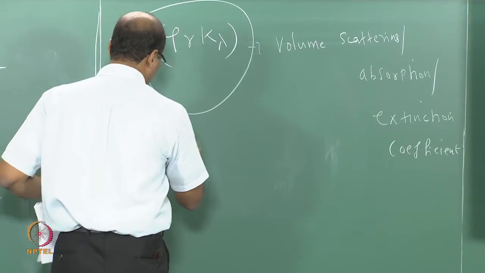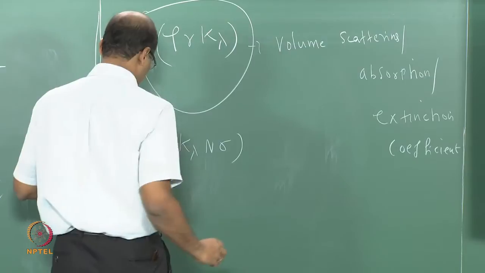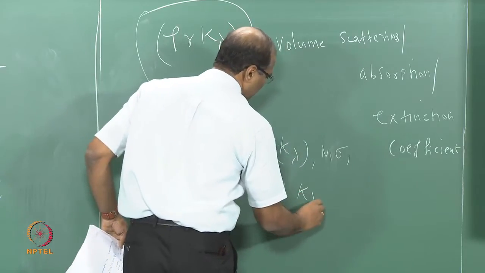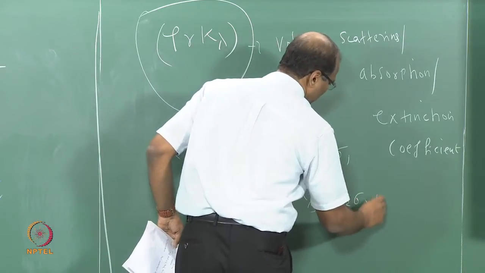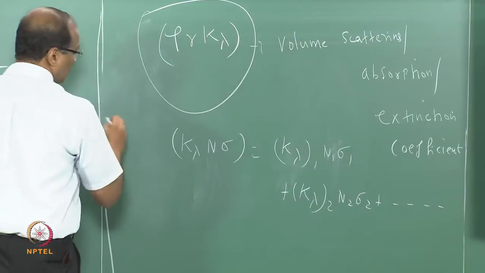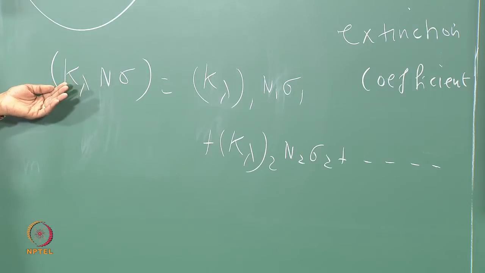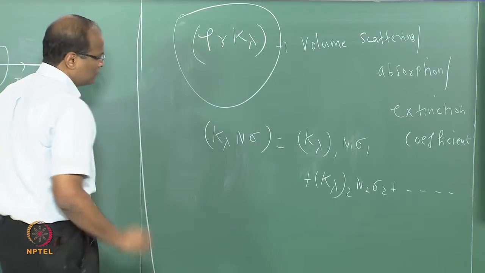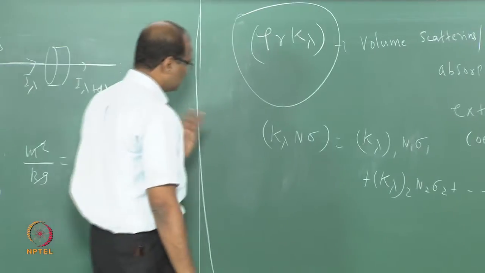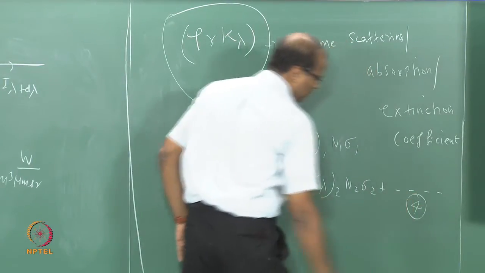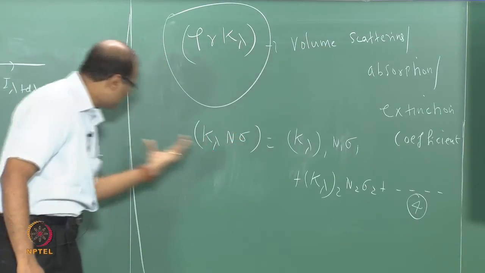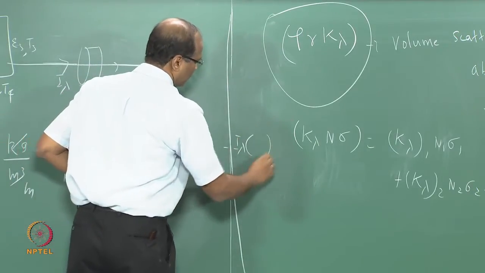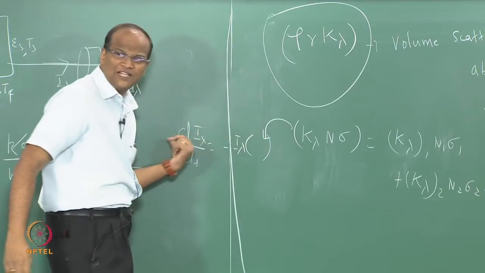So this kappa lambda n sigma. This is an important assumption we are making. What is this? Can you understand this? What am I saying? I am making a very, very important assumption here. What is this term? This term actually is responsible for reducing the I lambda, isn't it?